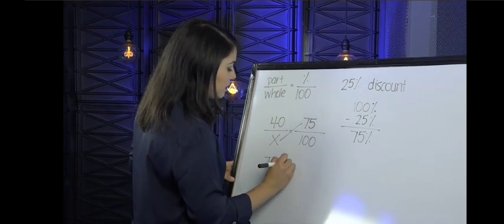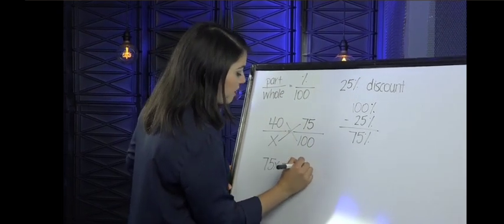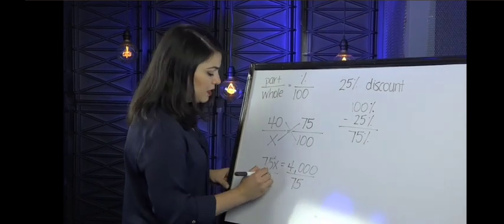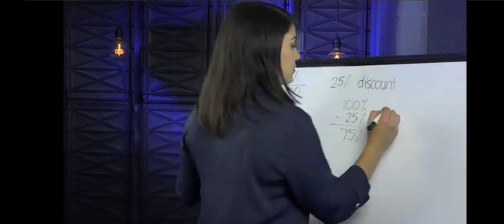So x times 75 is 75x. And 40 times 100 is 4,000. We're going to divide by 75 so we can isolate the x. This cancels out. Now let's go ahead and work this out.